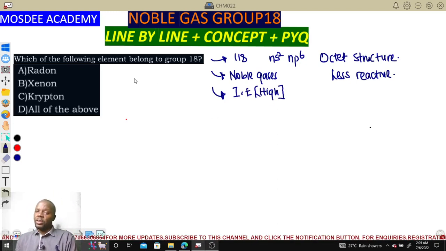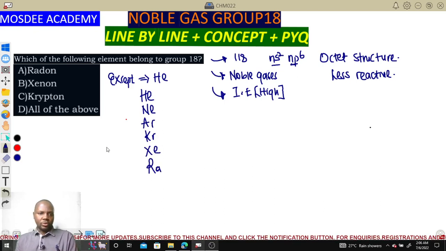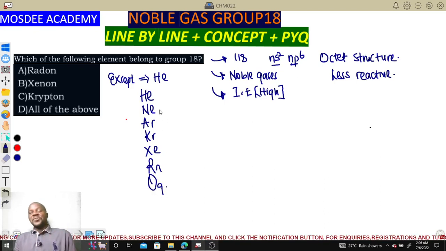Talking about the arrangement, I said their general configuration is ns2 np6, except there's an exception, helium. You know helium is just ns2. So the members are helium, neon, argon, krypton, xenon, radon. Radon should be Rn. It's chemistry: we have radium, and we have oganesson. Oganesson is Og.